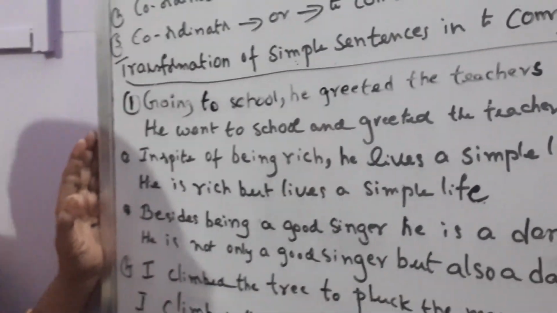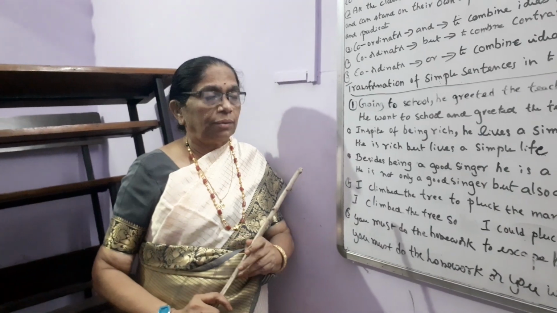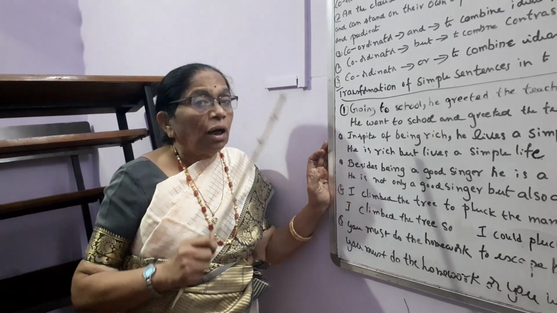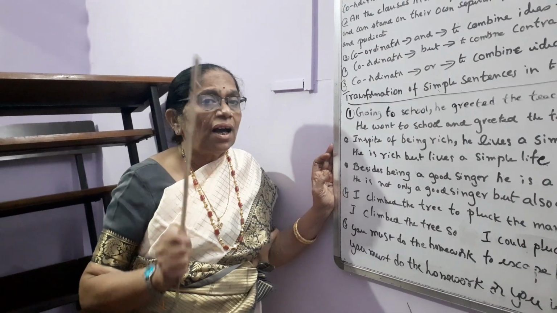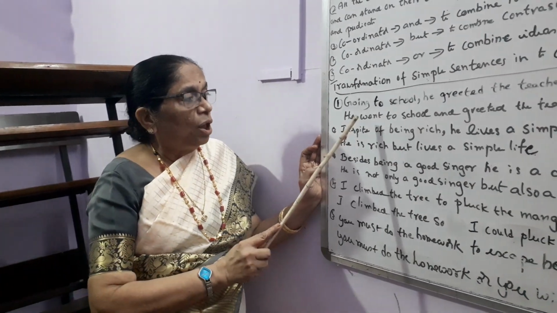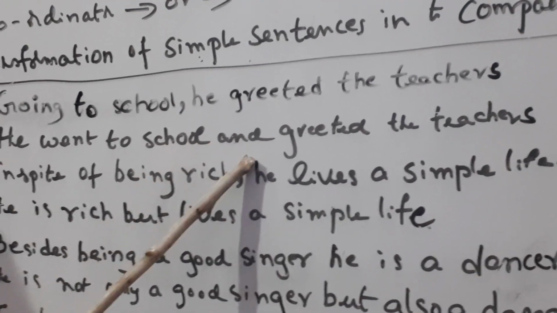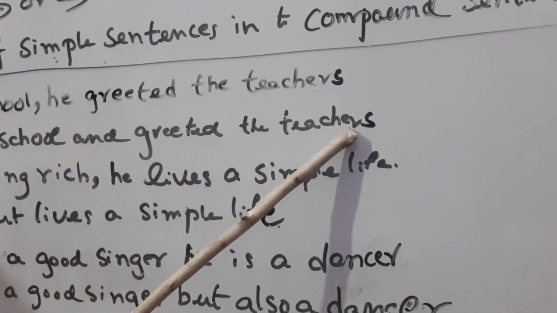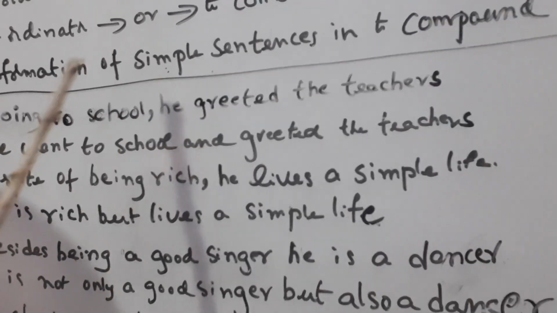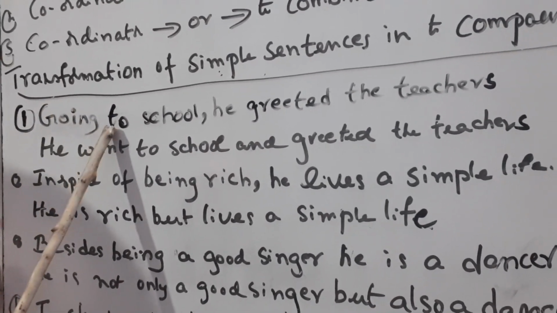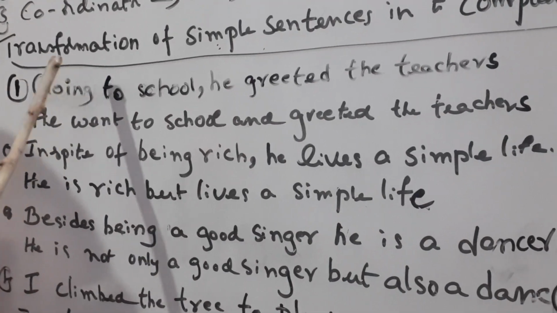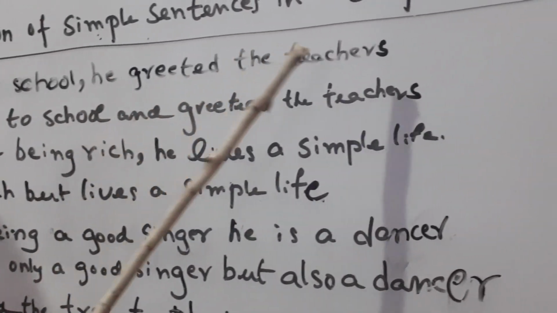Now see, if a simple sentence has two verbs and the first verb is in the continuous form, then the compound sentence will generally use and, and the first verb will become past tense. He went to school and greeted the teachers.